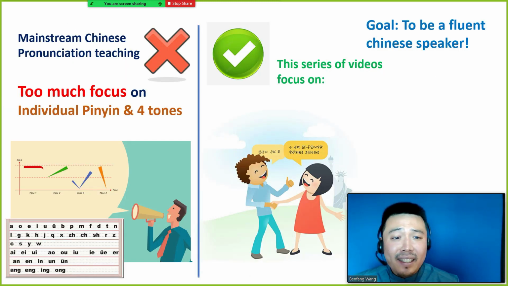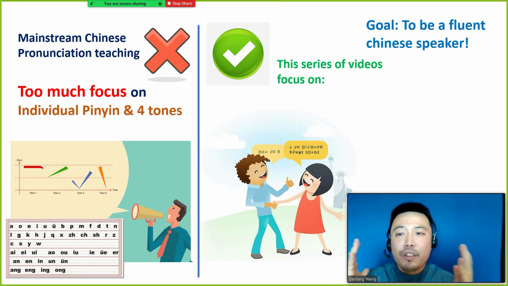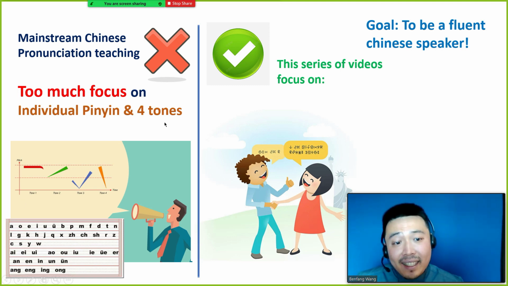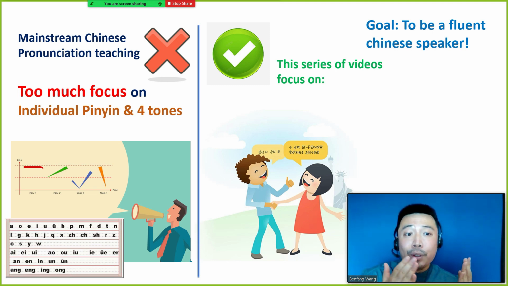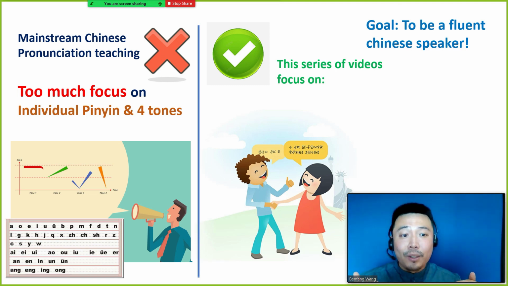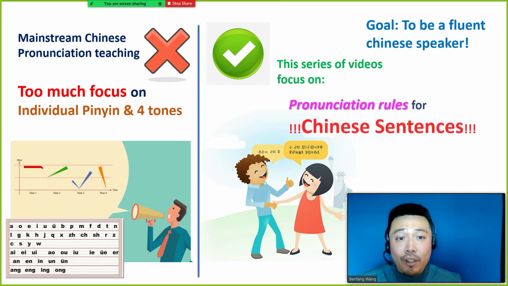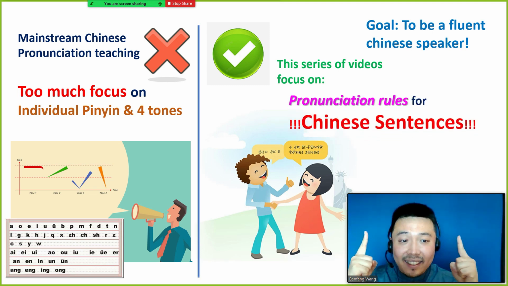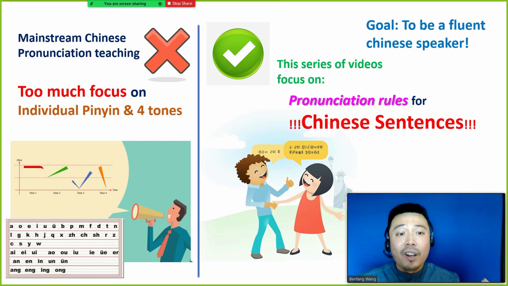The mainstream Chinese pronunciation teaching has too much focus on the individual pinyin and the 4 tones. In a Chinese classroom, if you make a mistake, the teacher will help you correct the individual pinyin and the individual tone. It's not focusing on the whole sentence. Therefore, this series I make is only focused on the pronunciation rules for Chinese sentences. After all, our goal is to be a fluent Chinese speaker.